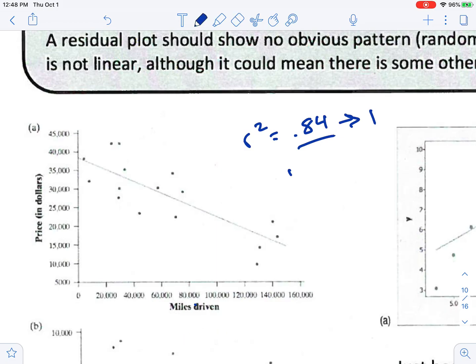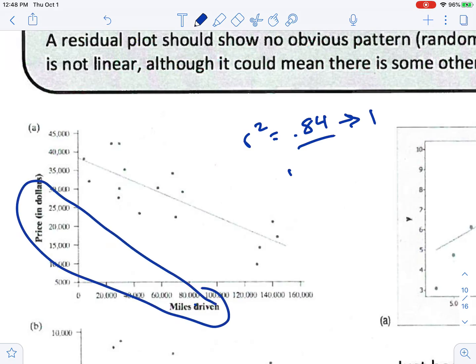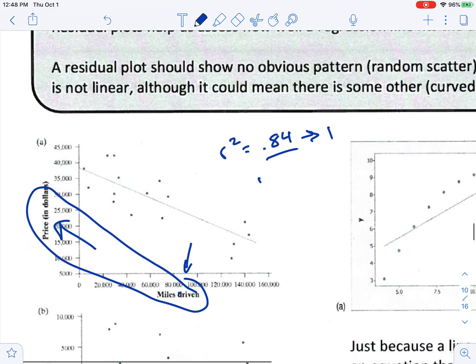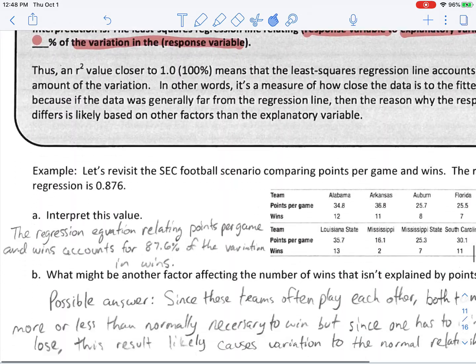So hopefully that kind of makes sense, right? It's related to saying, the relationship between these two variables, how well is this predicted based on its relationship with that thing. If the data is close to the line, R-squared will be higher because pretty much all of the variation is predicted by miles driven. And if it's not close to the line, R-squared will be smaller, which means there are many other factors. Only a little bit of the variation is predicted by miles driven.